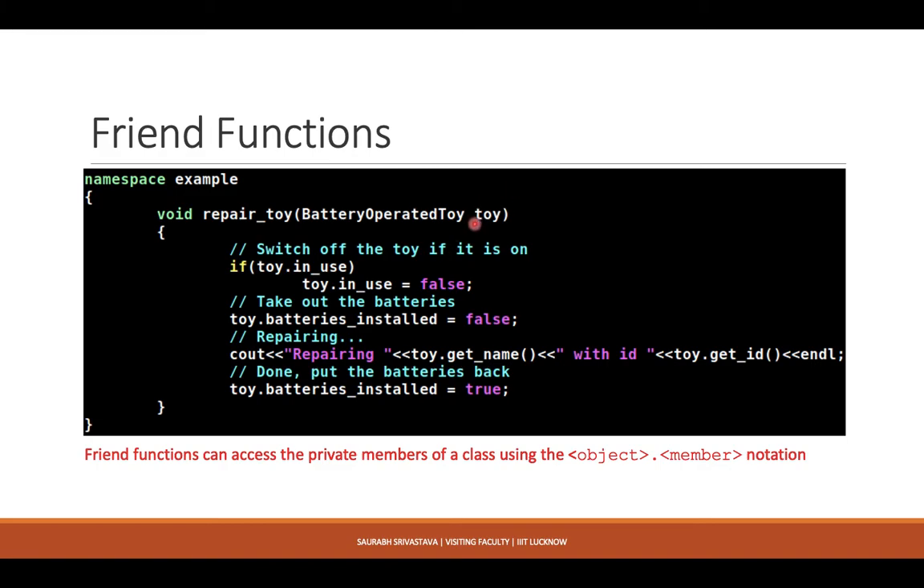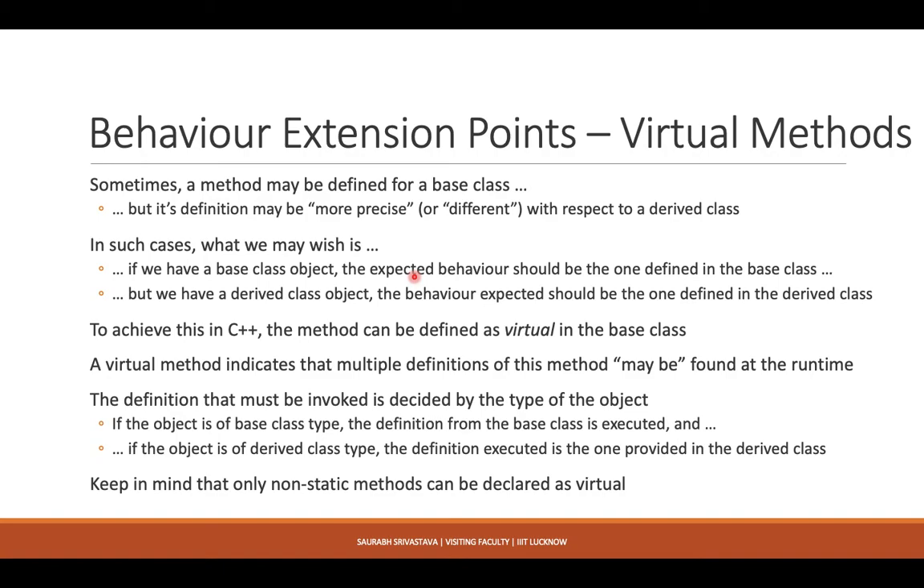You can see that I'm passing an object of toy here, and then this in use is a field which is essentially inaccessible to the outside world, but here I have no issues because it's a friend function. This is perfectly legal. If I had tried to do this, let us say directly in main, it would have given me an error. But since this repair toy is a friend function for the class battery operated toy, this is perfectly legal.